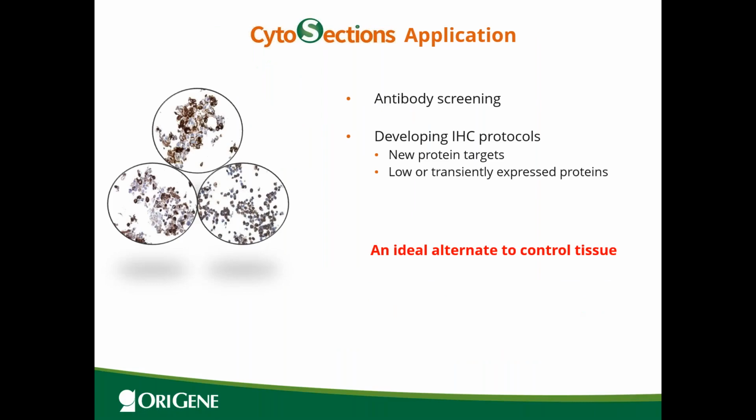What are the key applications of cytosections? One, it can be used for antibody screening. Two, it can be used when you're developing immunohistochemistry protocols for new protein targets or proteins that are expressed at low or transient levels. In either case, you need a positive control where the expression of the target protein is verified. Cytosection is a convenient, ready-to-use, and renewable source of a positive control where the expression of your target protein is verified. Hence, this is an ideal alternative control tissue that can be easily used for these two applications.